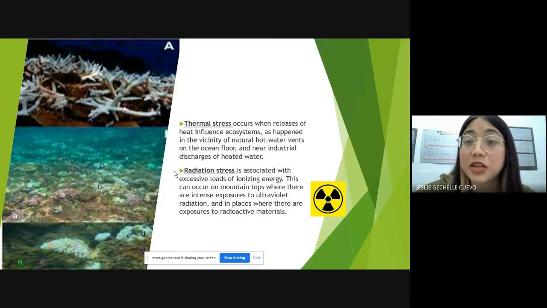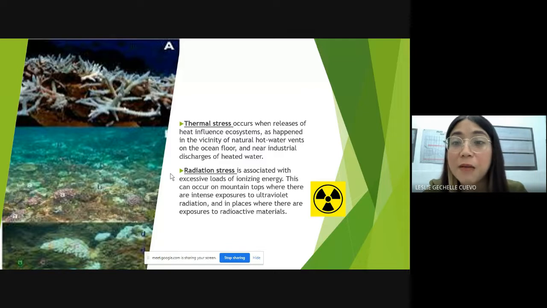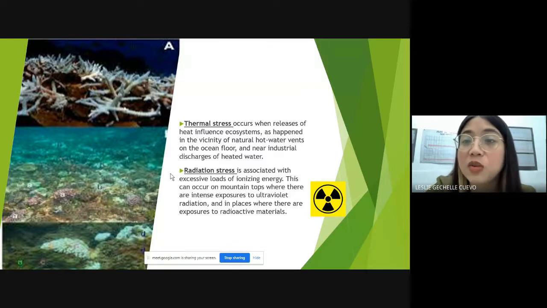Then we have thermal stress, occurs when releases of heat influence ecosystem. Kapag umiinit ang environment, yan, thermal stress. As happened in the vicinity of natural hot water vents on the ocean floor and near industrial discharges of heated water. And then we have radiation stress.